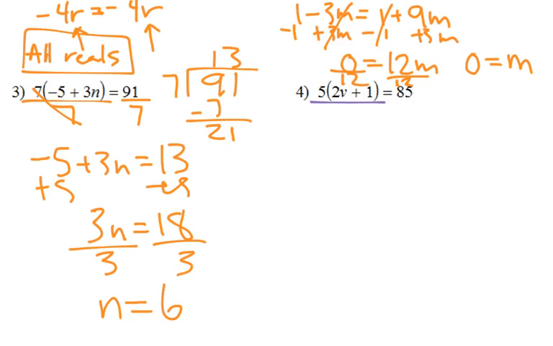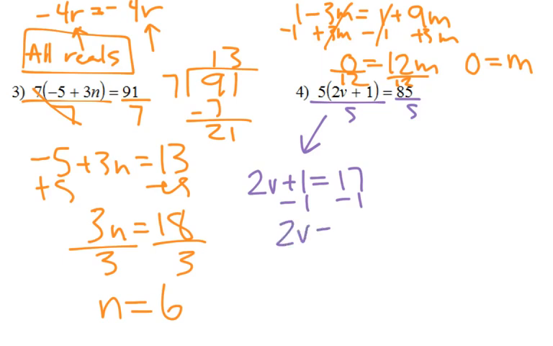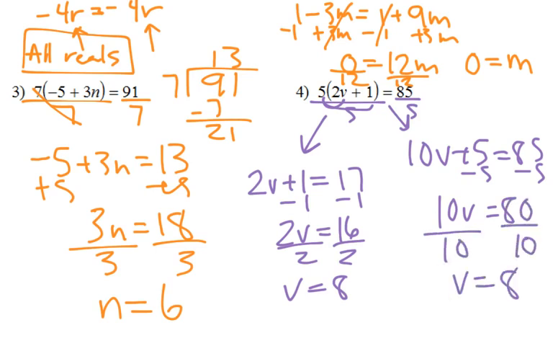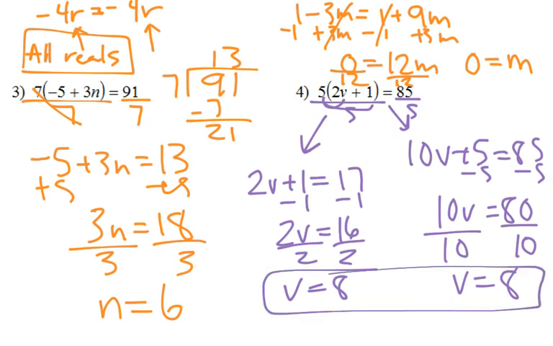Okay, 4, same idea. We can divide by 5 first. That's one way. We'd end up with 2v plus 1 equals 5 goes into 85 seventeen times, 17. Subtract 1. We get 2v equals 16. Divide by 2. We get v equals 8. The other way to solve this one would have been to distribute. You would have got 10v plus 5 equals 85. Subtract 5. 10v equals 80. Divide by 10. And v equals 8. Same thing, right? Because it's the same answer regardless of how you solve it.